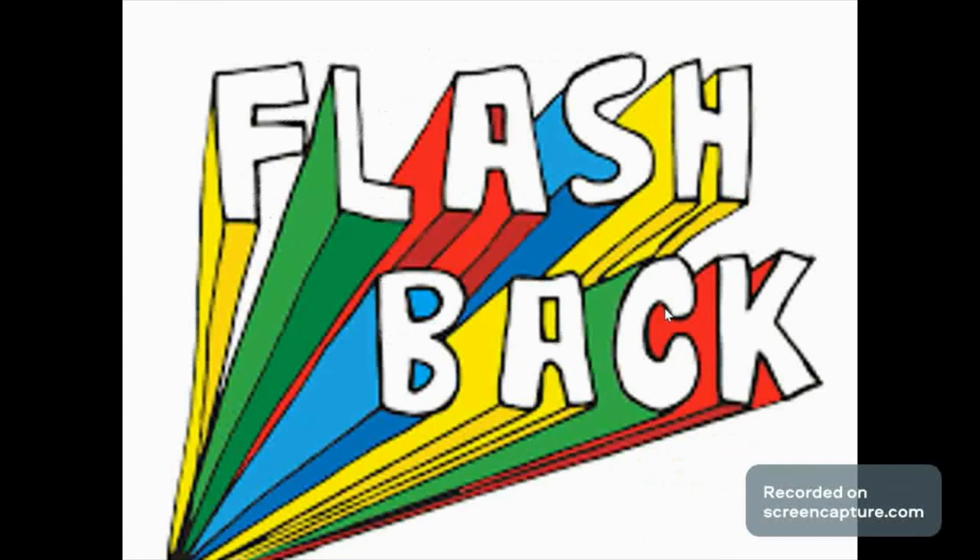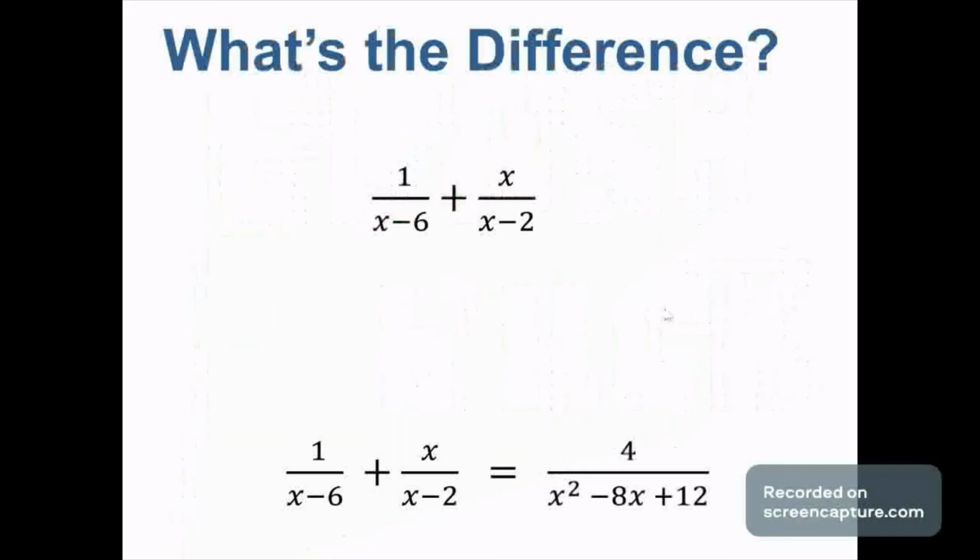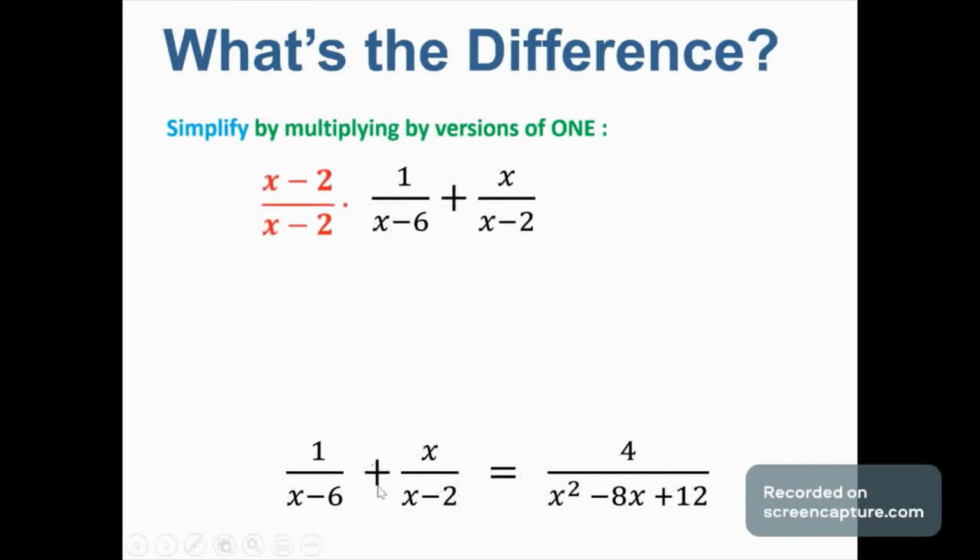Let's try some more. But before doing more, let's do a little bit of a flashback. Flashing back to the beginning of this video, where we began with what's the difference between two things like this, right? Here we have just an expression, some fraction plus another, no equal sign. In that one, we have to simplify by multiplying by versions of 1, whereas the second one is an equation, which we can deal with by multiplying by the lowest common denominator.